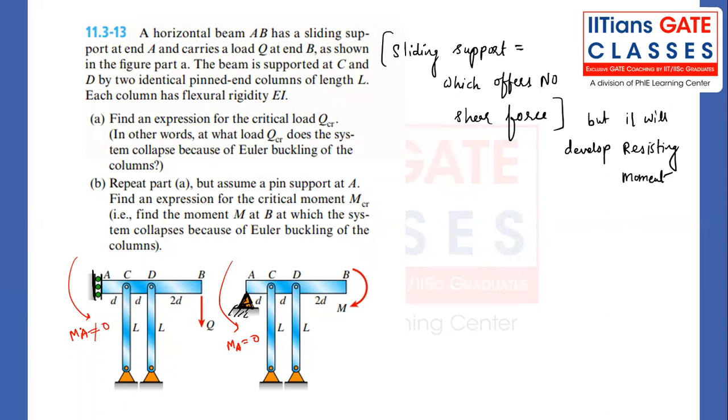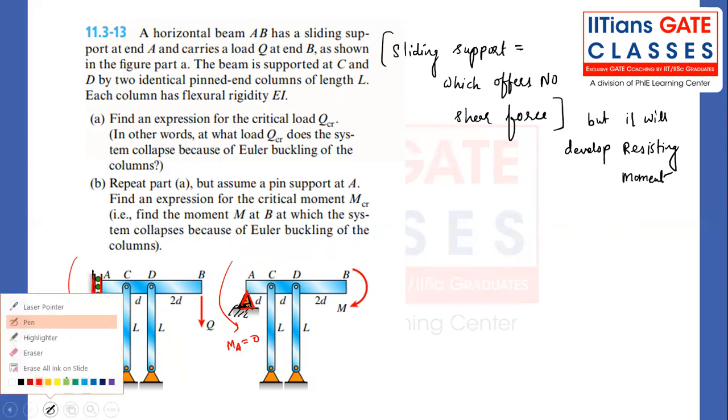So you cannot use the equation where you have summation of moment at a point equal to zero. Yes, you can use it, but you need to know the resisting moment offered by the sliding support A. This is a roller support, remember. This is a sliding support. Both are not the same. Both are different.